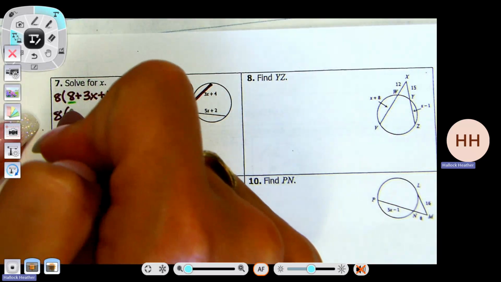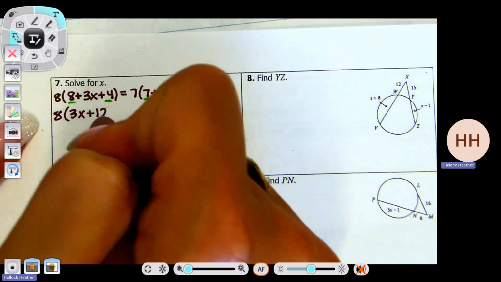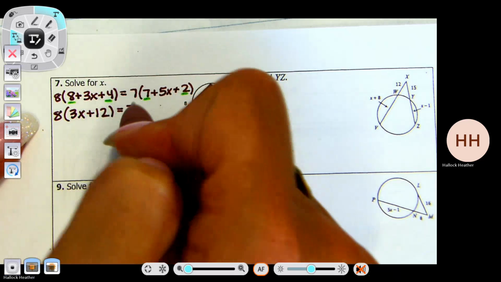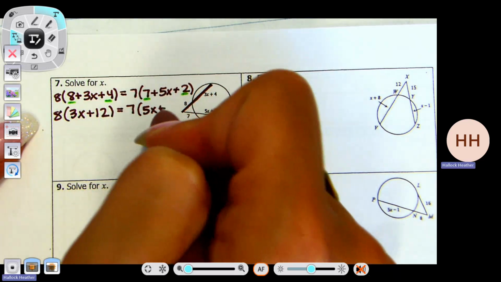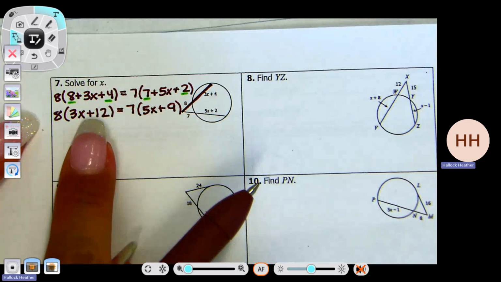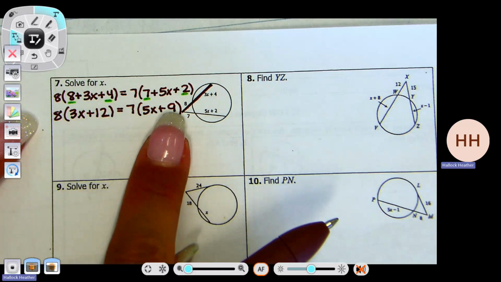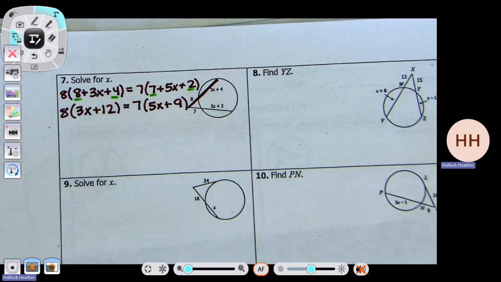So 8, and then I have 3x plus 12, and then 5x plus 9. And it could be 12 plus 3x. This could be 9 plus 5x. You're going to get the same thing anyways. It doesn't matter if it's flip-flopped. So take a second, double distribute property.